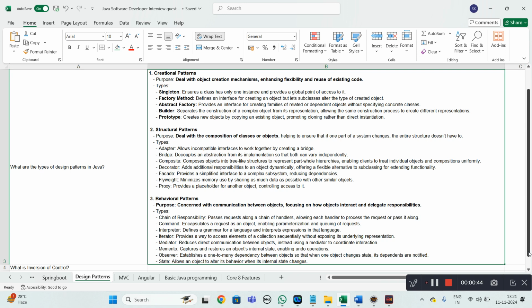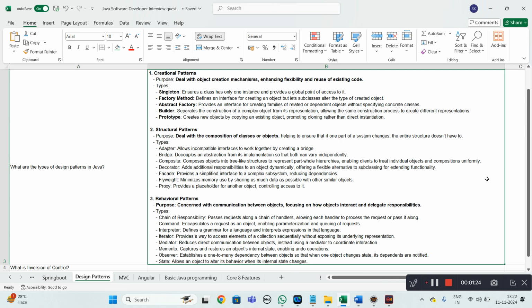Second category is structural pattern. But before we move to structural, let us look at some examples of creational. Singleton is a creational pattern because in this we ensure only one instance of an object exists at any point of time. Factory method also comes under creational because we are creating a factory that will create an instance of an object. Then we have abstract factory, which is one more layer of abstraction on top of factory. We have builder, we have prototype.